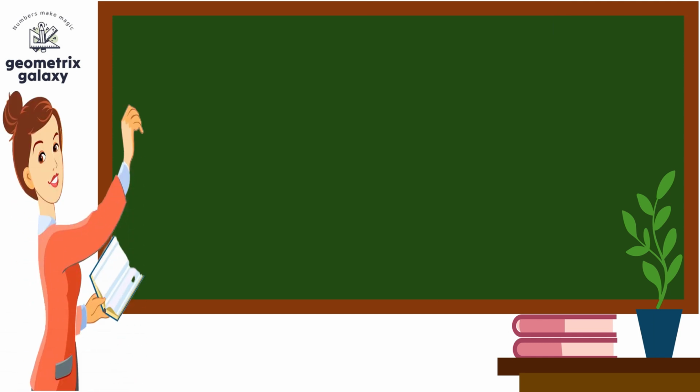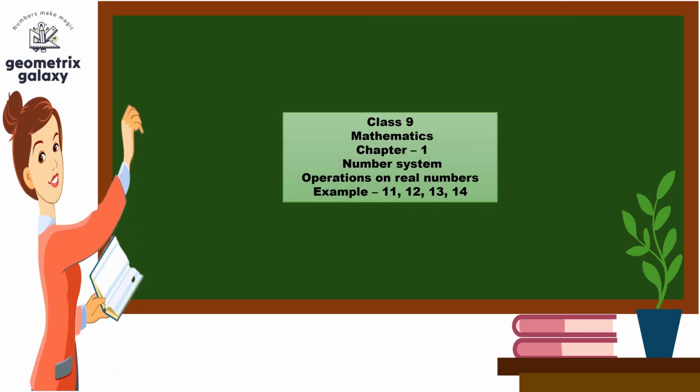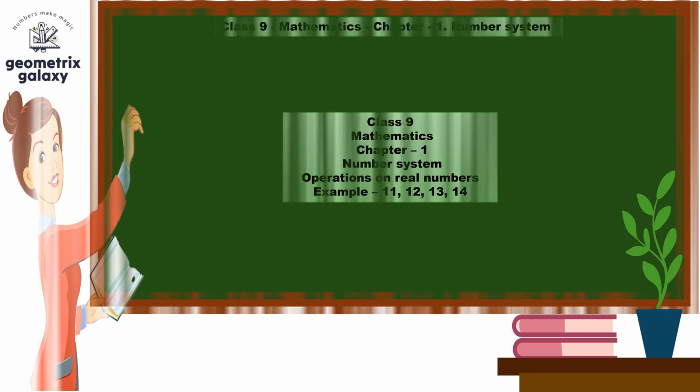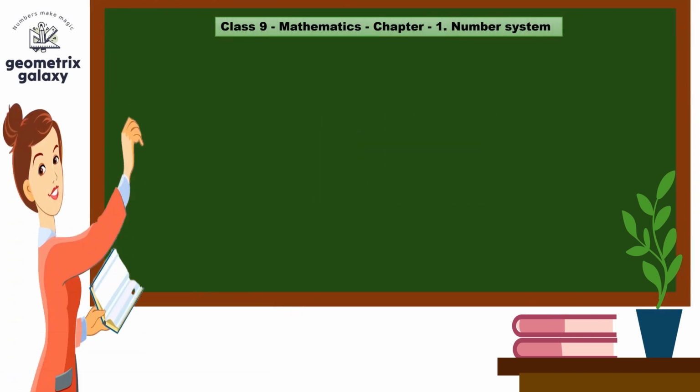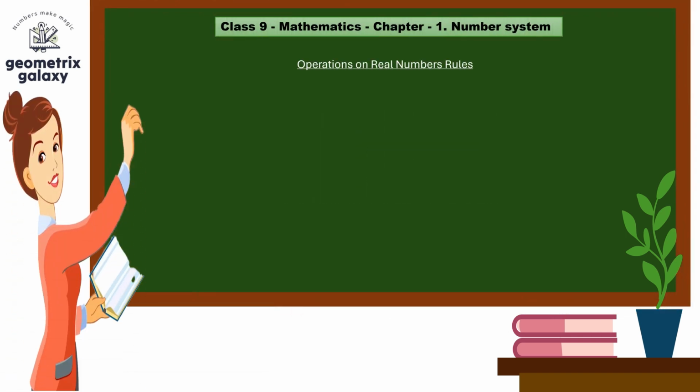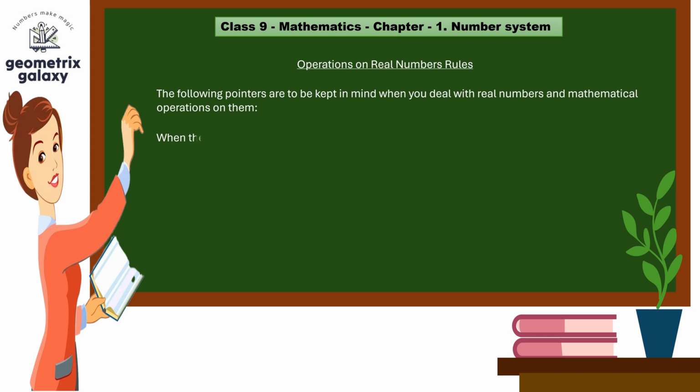Today we will see chapter 1, number system, operations on real numbers. First we will see the basic rules, then we will do the example problems 11, 12, 13 and 14. Before we start with solving problems on operations on real numbers, we need to understand certain rules. Okay, let us see what are the rules.